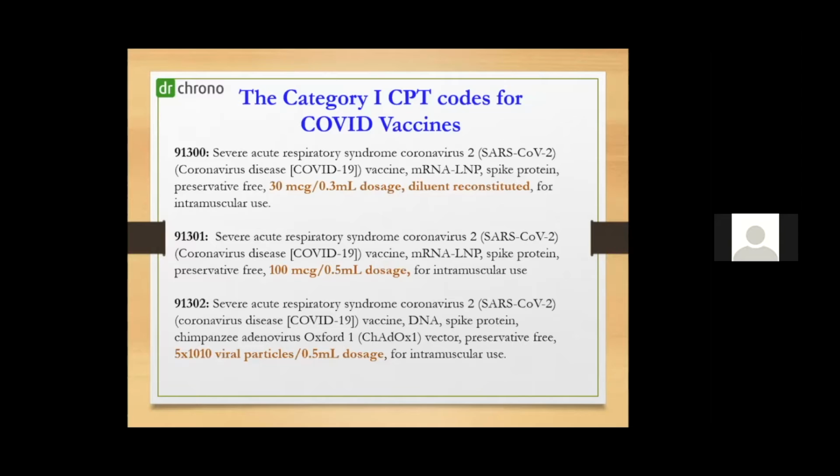So we have three category 1 CPT codes for COVID vaccine: 91300, 91301, and 91302. Each of them is differentiated by the dosage: 30 mcg per 0.3 ml, 100 mcg per 0.5 ml, and 5 x 10^10 viral particles per 0.5 ml dosage. All three are given by intramuscular use. Moving on to the next one.